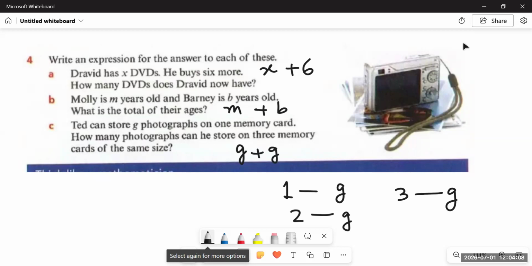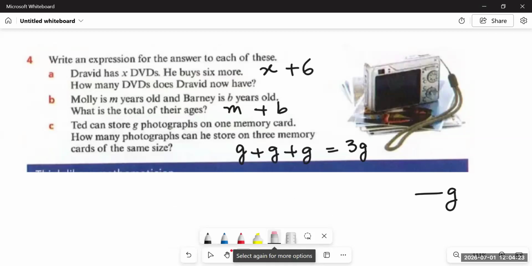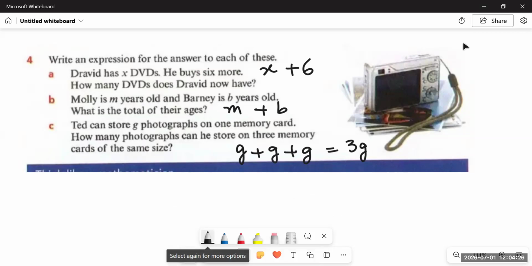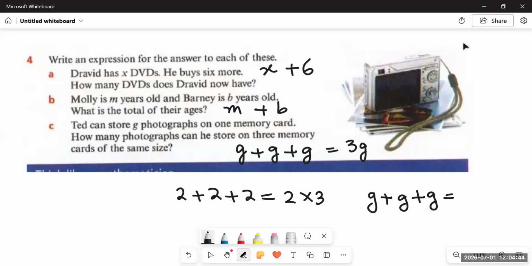Okay. Instead of writing G plus G plus G, how do we write 2 plus 2 plus 2? We write it as 2 multiplied by 3. So here we can write it as 3G. 3G means G multiplied by 3, because when we have repeated addition, instead of writing it in addition form, we write it in multiplication, because repeated addition is equal to multiplication. So just like 2 plus 2 plus 2 is equal to 2 multiplied by 3, same here, G plus G plus G is equal to G multiplied by 3, which is ultimately 3G. Okay.